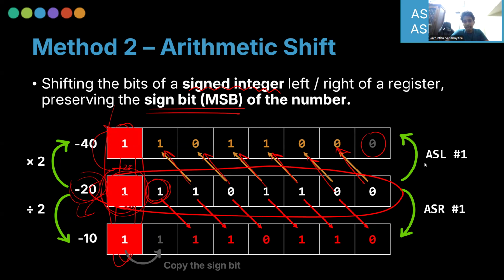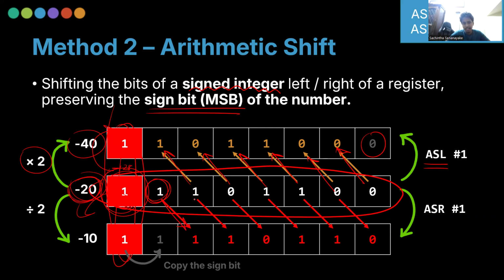And this can be represented in assembly as ASL, but it's not officially introduced by the Cambridge syllabus, so you don't have to really worry about this. But ASL can be thought of as arithmetic shift left, which performs the same operation. It multiplies the number by 2 if you do a left shift of 1, and if you do a left shift of n, it multiplies the number by 2 to the power n. So -20 becomes -40.